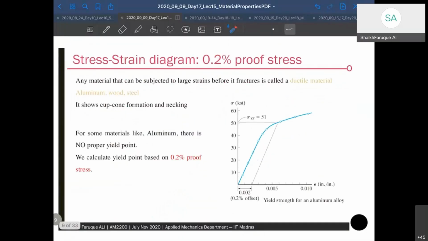Okay. Now, 0.2% proof stress, we also discussed that for materials where we don't see a proper yield point, many materials will not show a proper yield point. In that case, what we do is take 0.2% of strain, draw a line parallel to its initial slope, and wherever it touches the curve, the stress at that point is called the 0.2% proof stress. Okay, this is how you can determine stresses for aluminum alloys or aluminum where you don't see a proper yield point. This is also a very important question which is asked: if you don't see a proper yield point in a material, how do you find its yield capacity? So yield capacity is obtained using 0.2% proof stress.